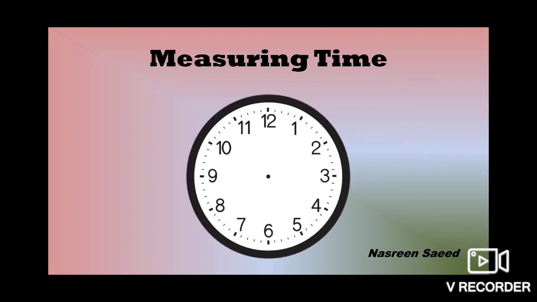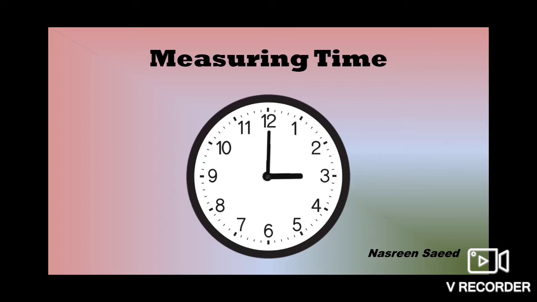Then it has the small hand or the short hand, that is the hour hand. Whichever number it is pointing to, it shows the hour, that much hour is completed. Then we have the big hand or the long hand. It shows us the minutes.